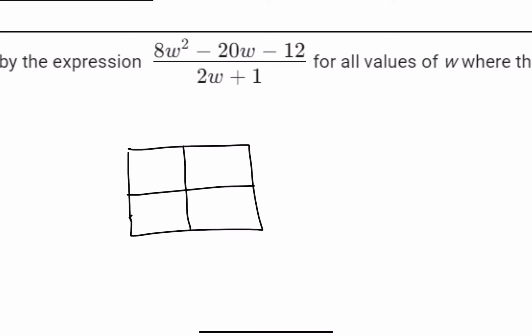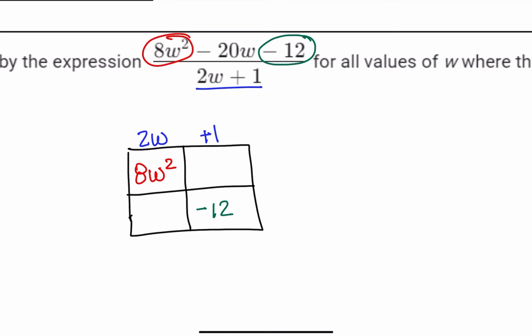I'm going to do a box method. I'm going to take this, and I'm going to put it up top. 2W plus 1. I'm going to take my 8W squared, and I'm going to put it right here. And then I'm going to take my negative 12, and I'm going to put it right here. So, again, we're looking for what goes here. Well, 2 times what gives you 8? Well, 2 times 4 gives me 8. And then there has to be a squared.